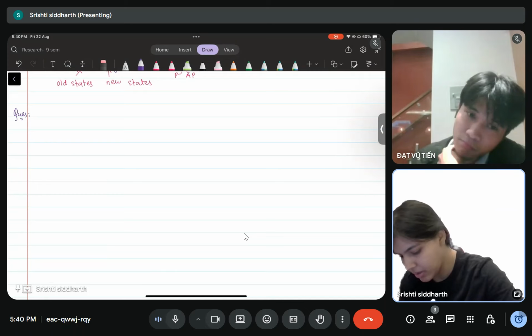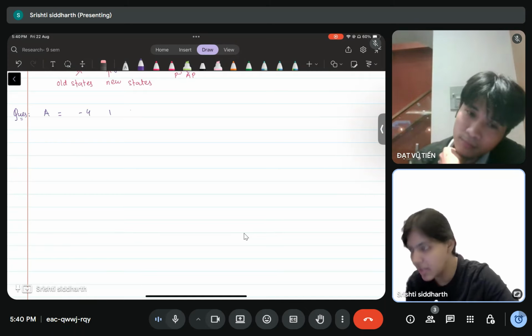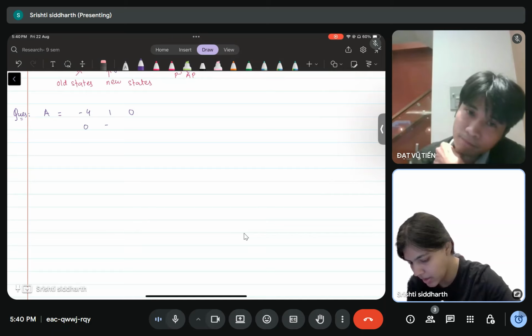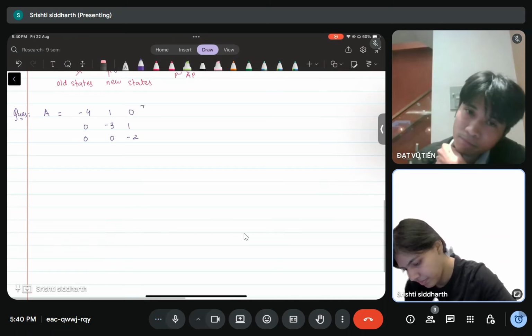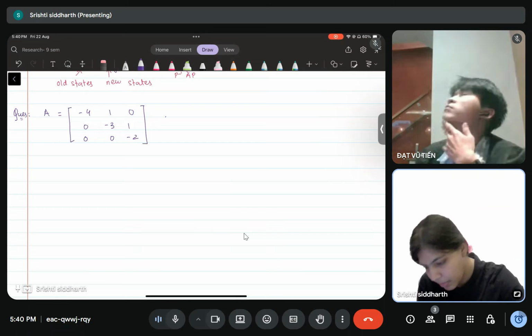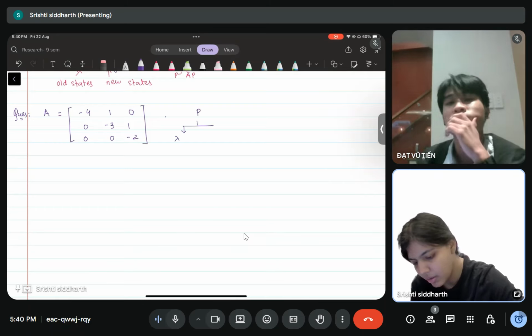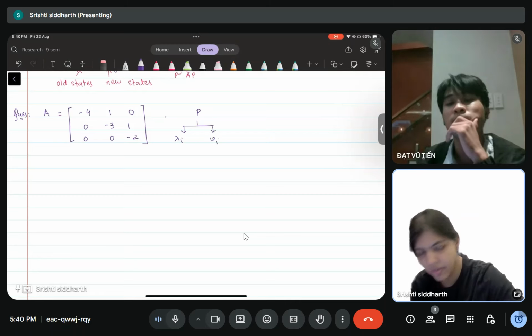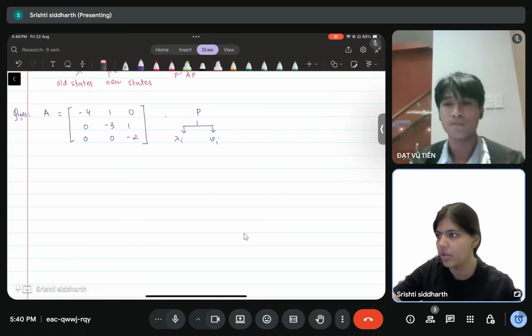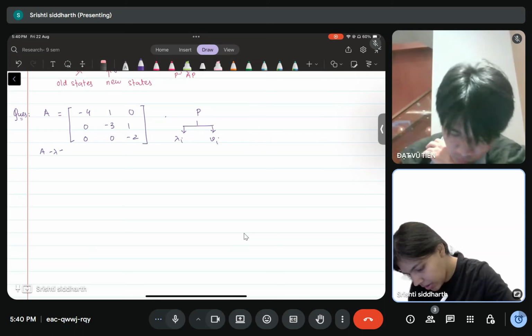So let's look at a matrix. It's A: minus 4, 1, 0, 0, minus 3, 1, 0, 0, minus 2. Alright, so to get the P matrix, you need the eigenvalues and the corresponding eigenvectors. So for that, let's write down A minus lambda I.